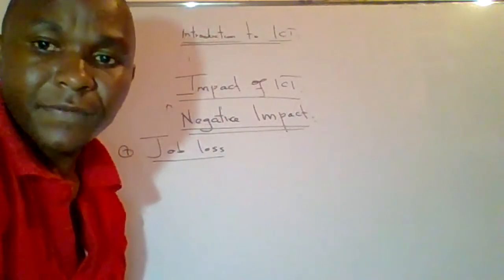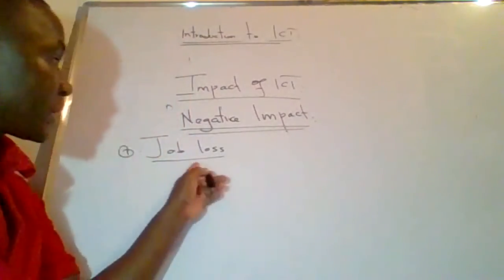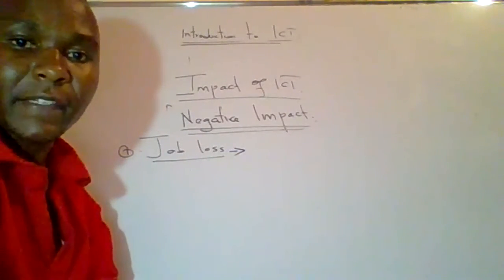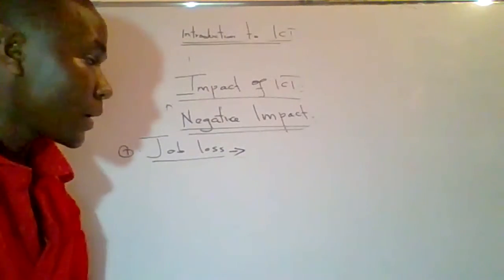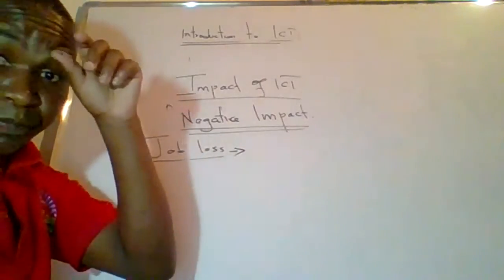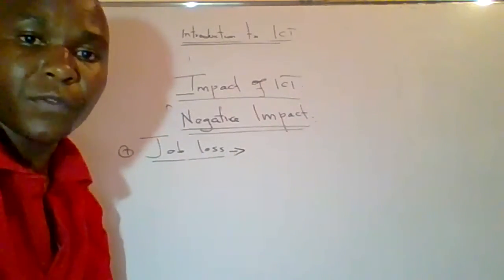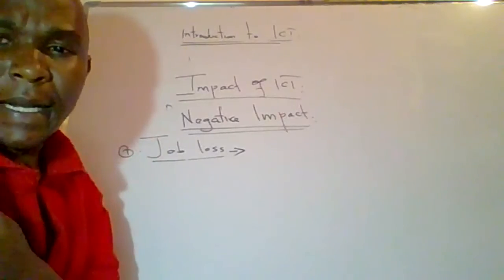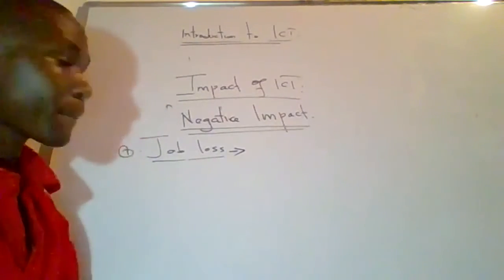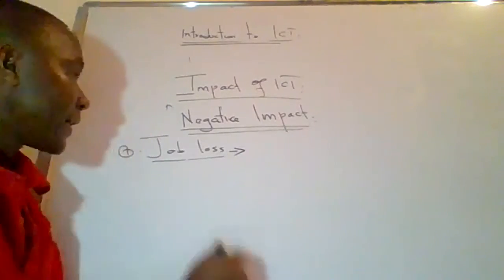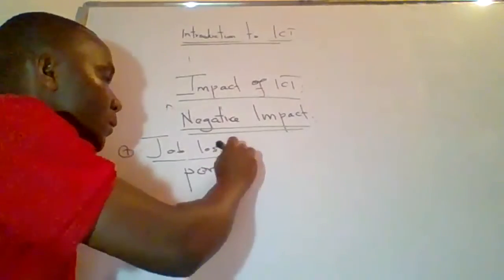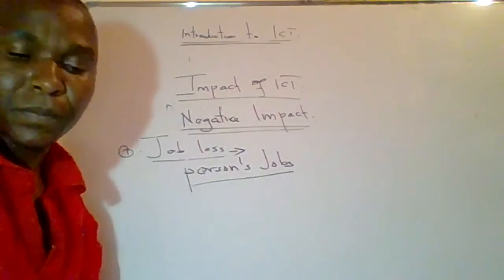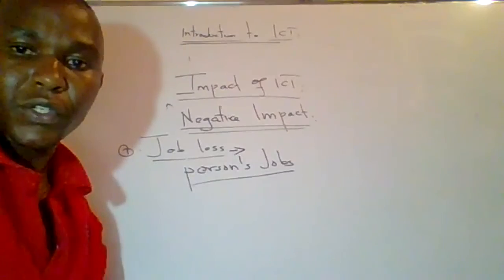So say, one of the largest negative effects of ICT, job loss. Then you say, one of the largest negative effects of ICT can be the loss of persons' jobs.